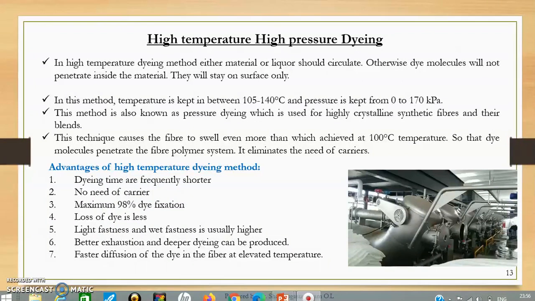Otherwise, the dye molecules will not penetrate inside the material. They will stay on the surface only. In this method, the temperature is kept between 105 and 140 degrees Celsius and the pressure is kept between 0 and 170 kilopascal. This method is also known as pressure dyeing, which is used for highly crystalline synthetic fibers and their blends.